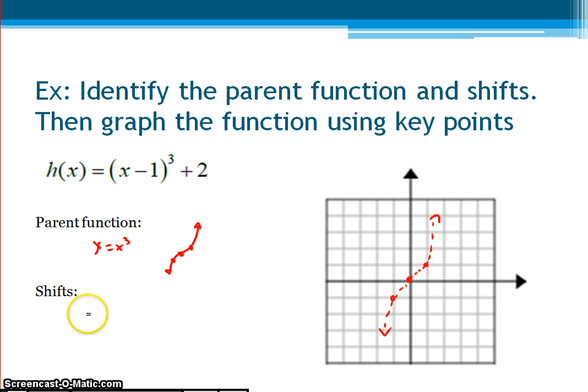Our shifts are up 2 and then right 1. So now I'm going to take my 3 key points and shift them up 2, right 1, up 2, right 1, up 2, right 1, and then I'm going to connect with a smooth curve through my key points. I need to see my key points clearly marked, and then the values on the axes shown, with arrows on both ends, of course. Okay, so that is how we graph with shifts.